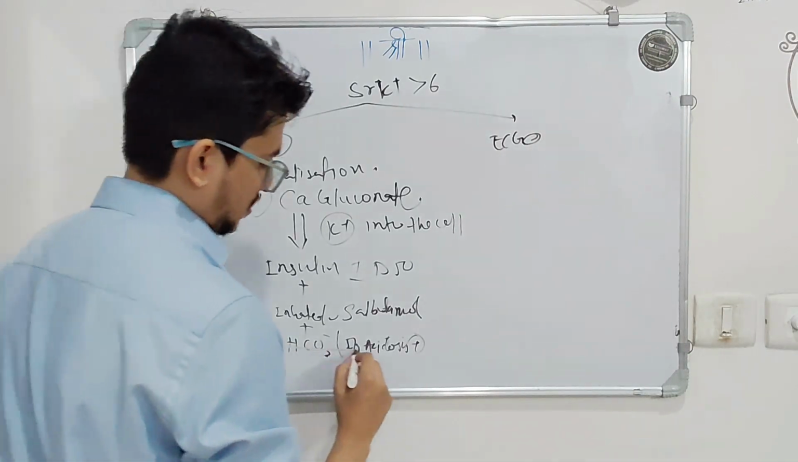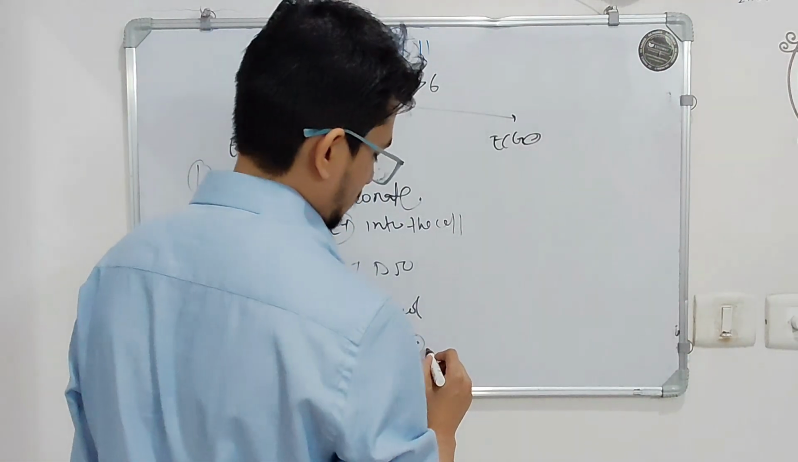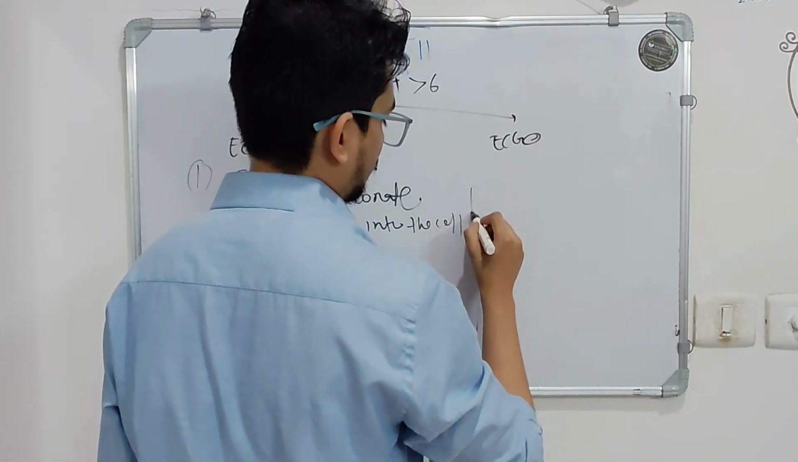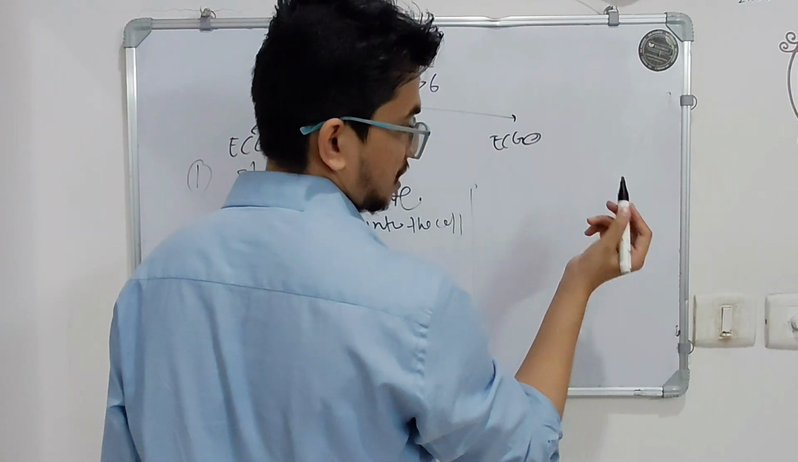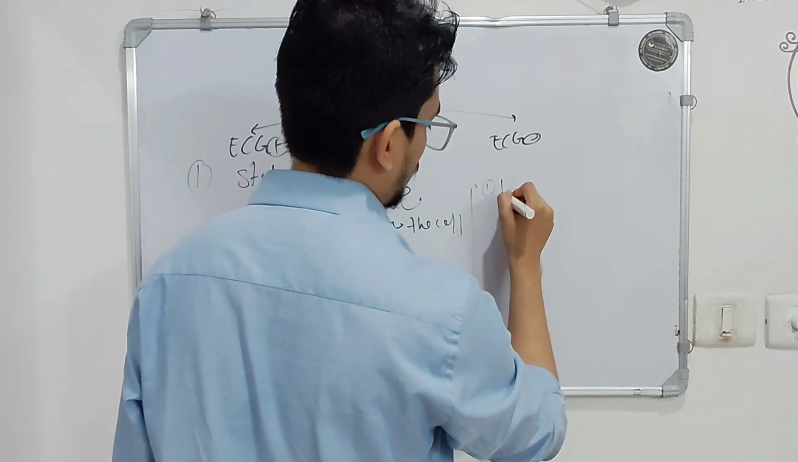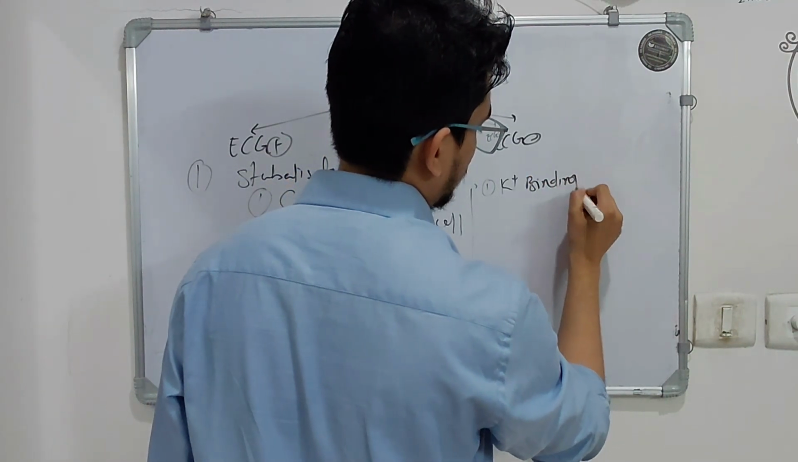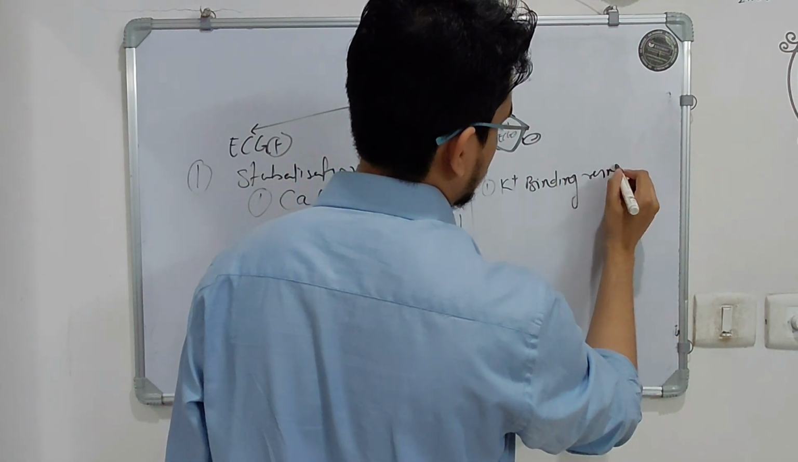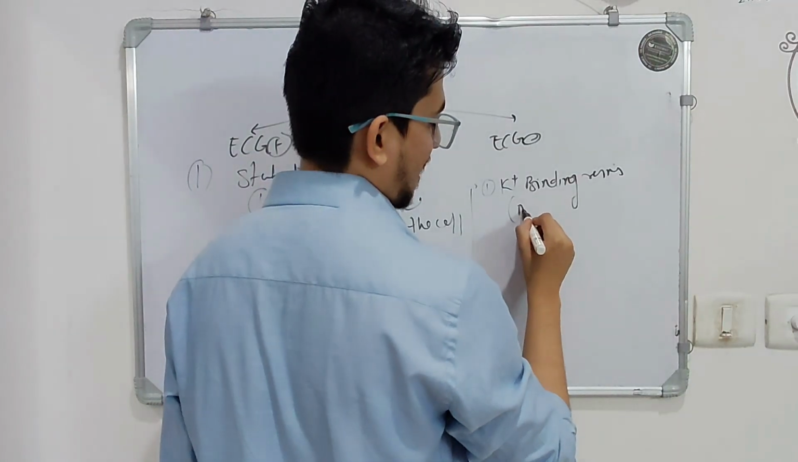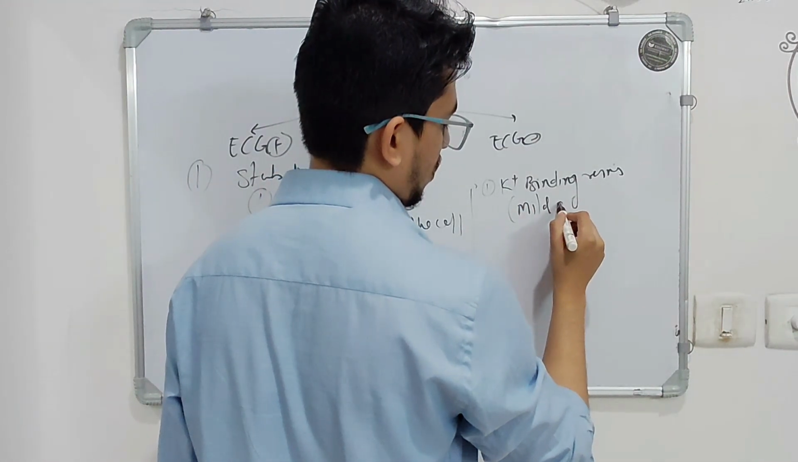Next step is to excrete the potassium. Excretion of potassium using potassium binding resins in mild or anuric patients.